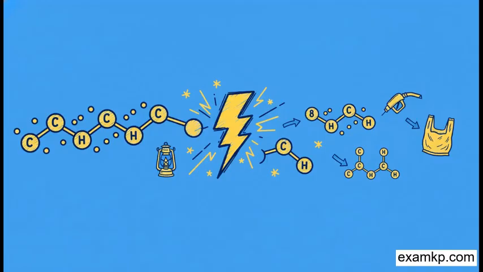Now, quick side note, but it's important. Besides cracking, which breaks molecules, there's also another process called reforming. Reforming doesn't break things, it just rearranges them. It takes straight chain molecules and twists them into branched ones. Why? This massively improves the quality of petrol by increasing its octane number.